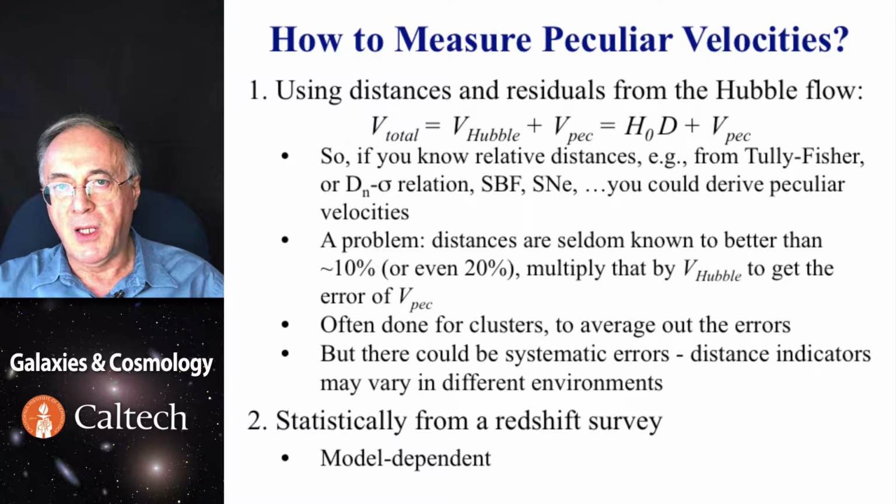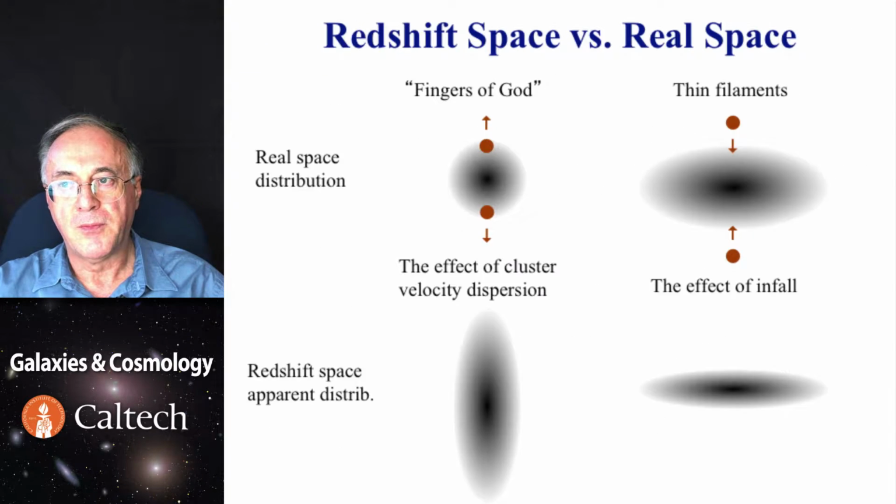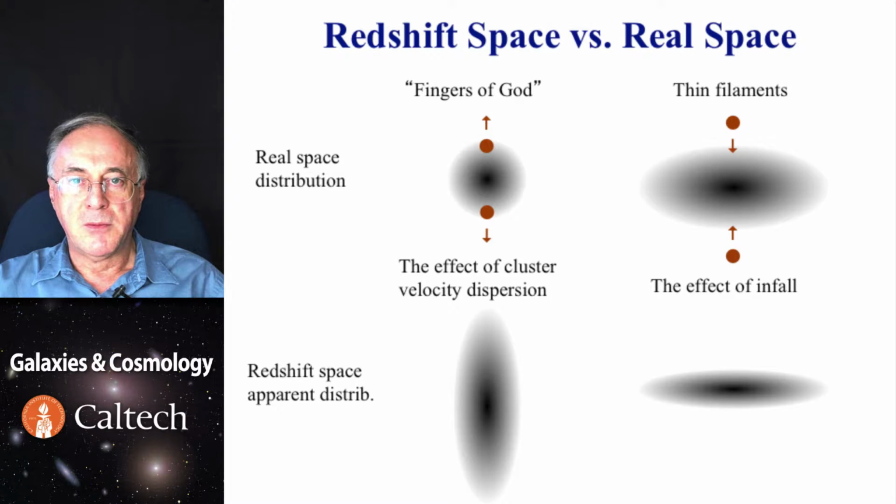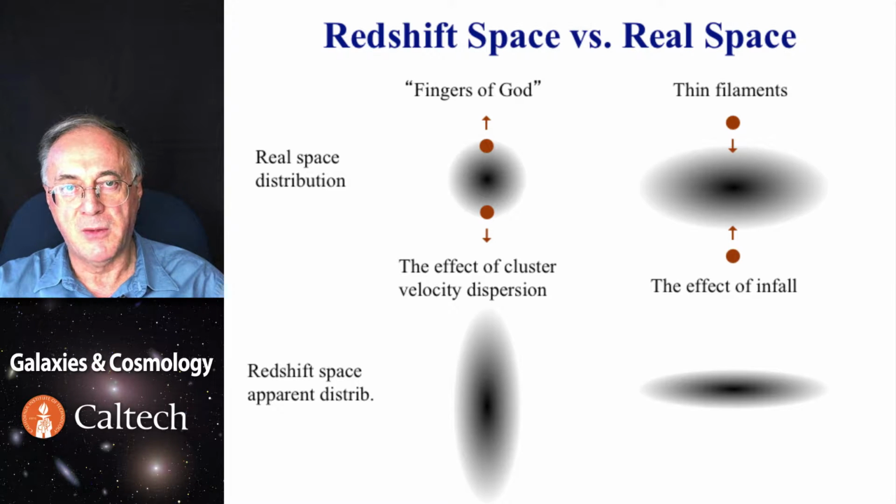But there is another way in which we can measure peculiar velocities, and that is from redshift surveys themselves. Now, first, remember about redshift space. We observe some structure of galaxies, and if it is a very massive structure that's virialized, like the core of a rich cluster, galaxies will have their own thermal velocity due to the potential well of the cluster itself.